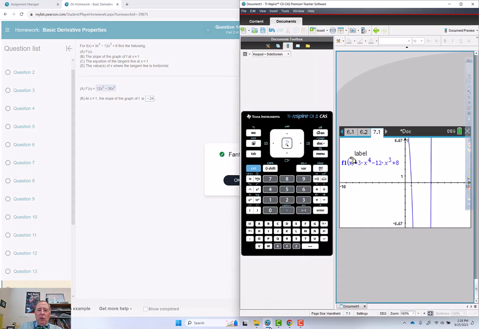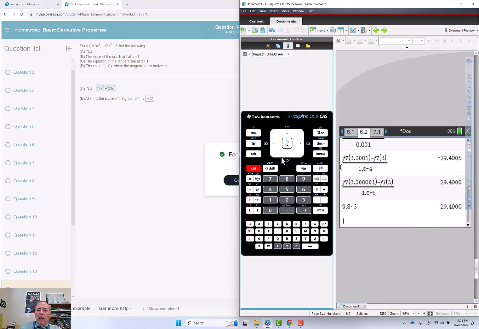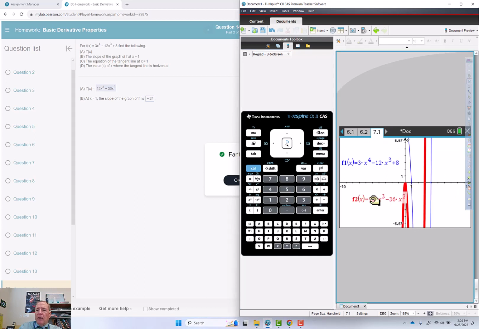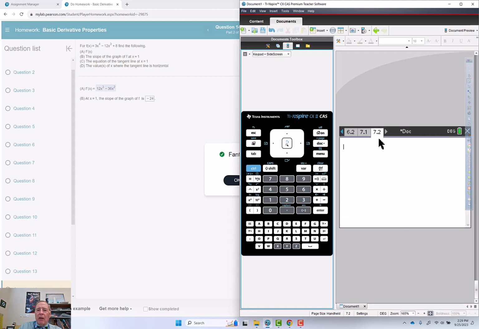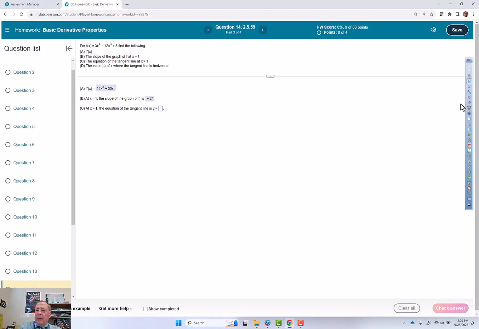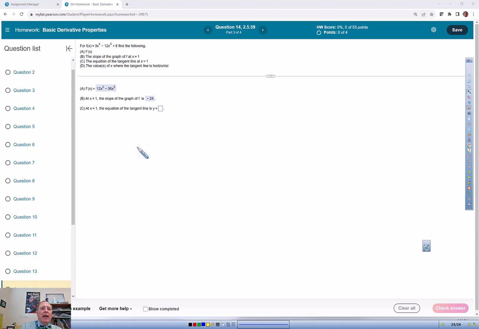Now, you may find a version where it's not that easy. You can go back to the graph and put in a new function. Now we're going to put in the derivative, 12x cubed minus 36x squared. So that'll be in red. That's a cubic. And then we could add a calculator page, f2 at 1, and it gives us the negative 24.